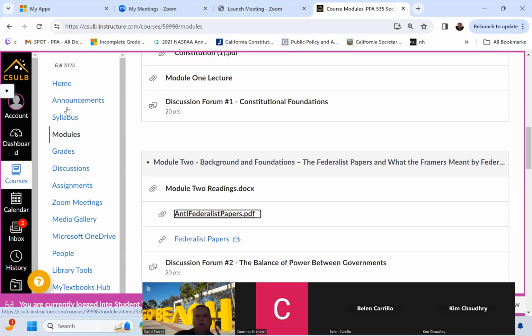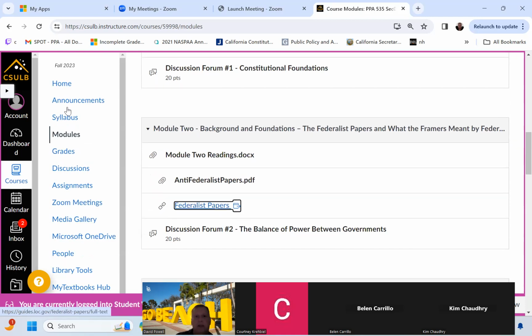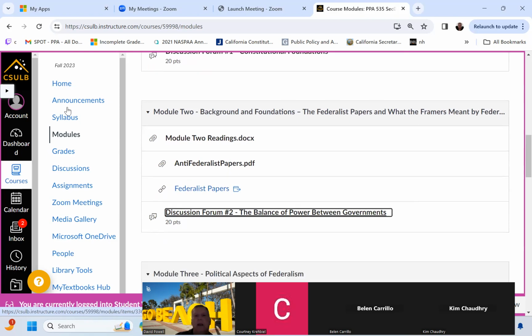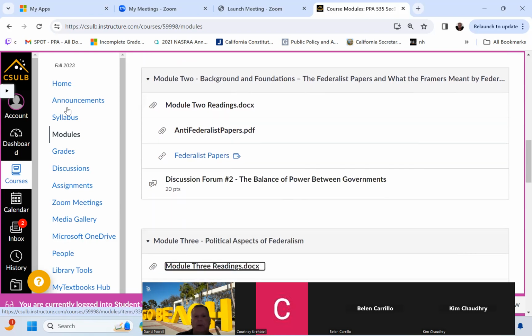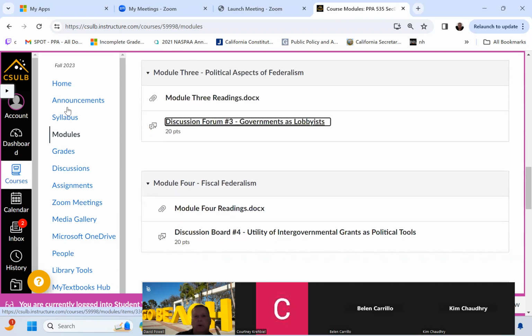You'll see then Module 2 for the 13th. You've got your list of readings. Link here for the Anti-Federalist papers if you are interested in reading the Anti-Federalist papers. And there's another link to the Federalist Papers here for Federalist Paper 10 and Federalist Paper 39. And then your second discussion board posting, looking at the balance of power between governments based upon an issue. Oops. Module 3, political aspects, your readings, your discussion board posting.